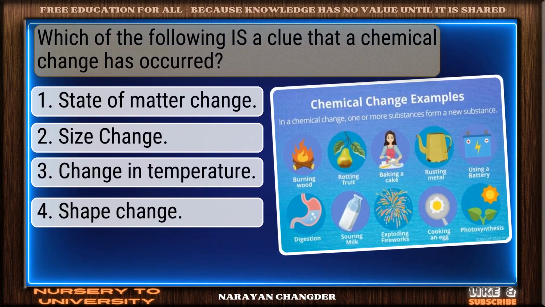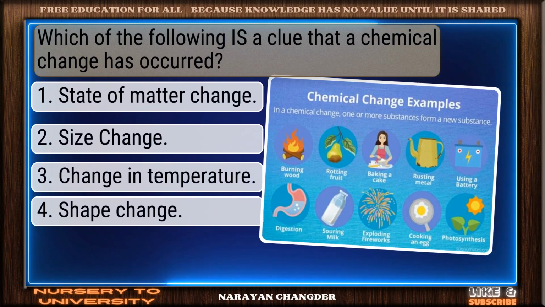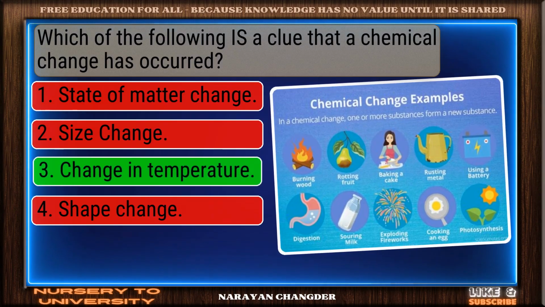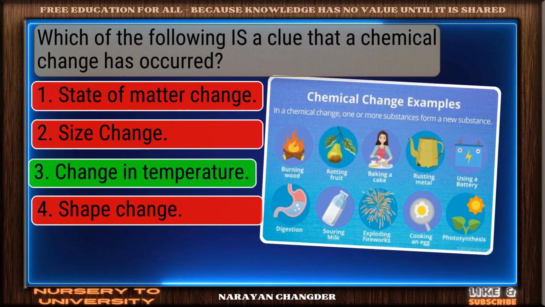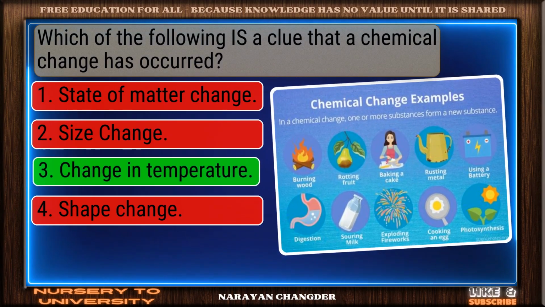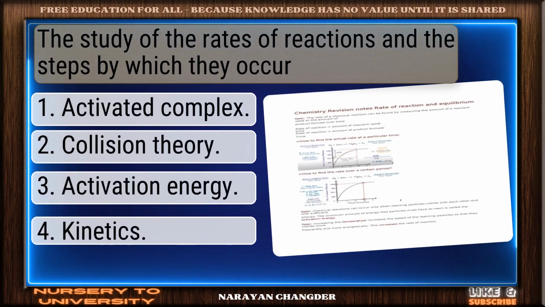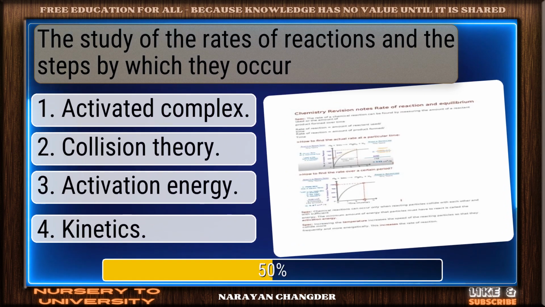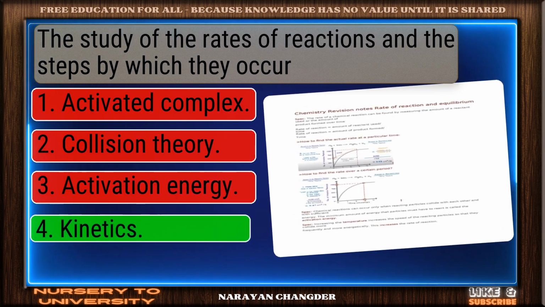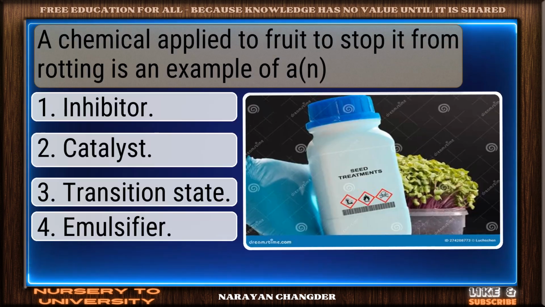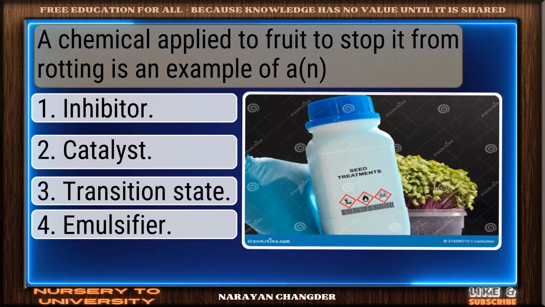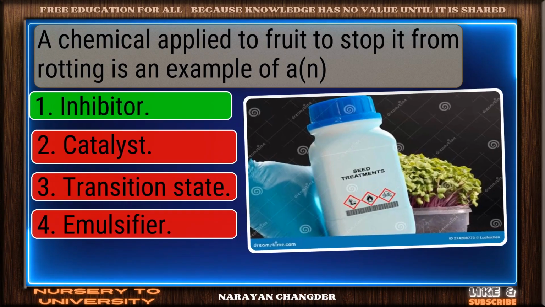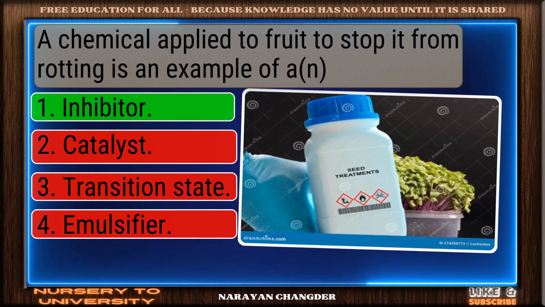Which of the following is a clue that a chemical change has occurred? Exactly. Change in temperature makes sense, and it is right choice. The study of the rates of reactions and the steps by which they occur. Strong choice. Kinetics is the right answer. A chemical applied to fruit to stop it from rotting is an example of a dash. Well picked. Inhibitor is the correct answer.